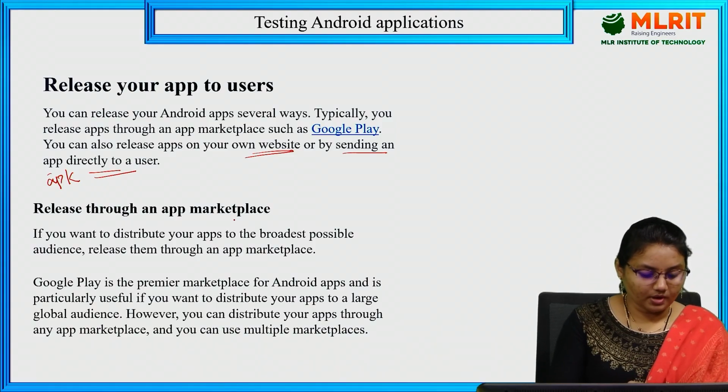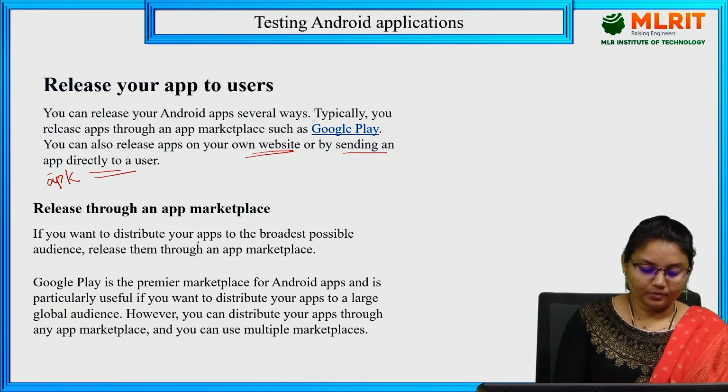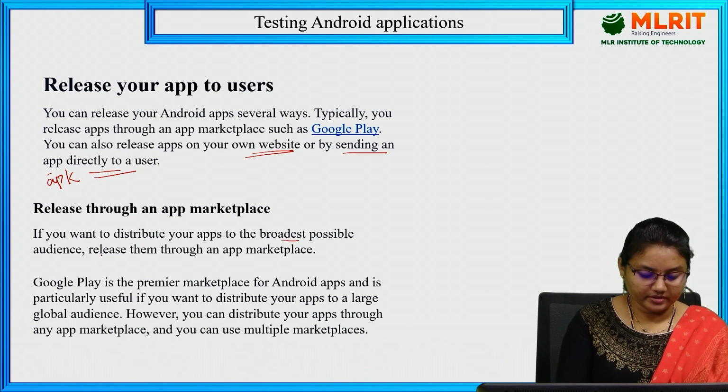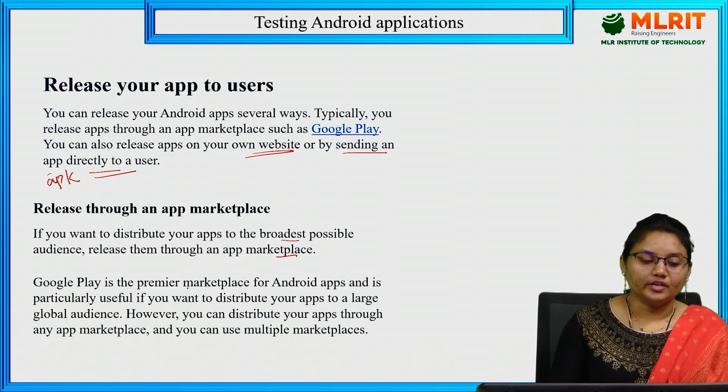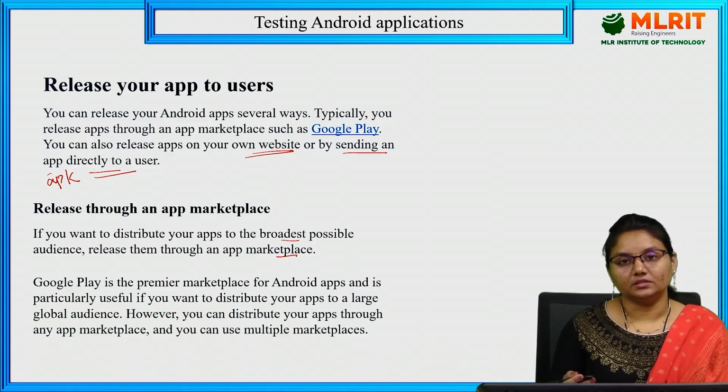So release through an app marketplace. If you want to distribute to the broadest possible audience, release them through an app marketplace. If you want to release only to your friends, one or two, then you can either send your APK file or you can transmit the data.